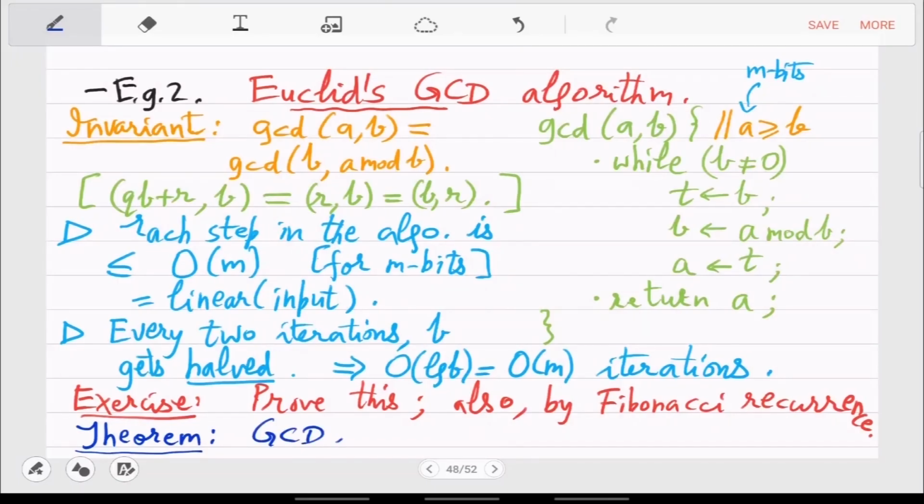GCD is almost linear time. So you can compute GCD by Euclid's GCD algorithm that you have seen and you have implemented. That's the fastest algorithm you can think of.